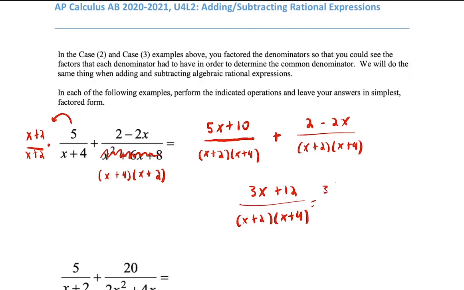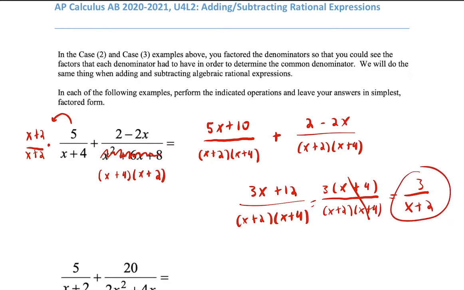However, 3x plus 12 can be factored as 3 times x plus 4. And so what that's going to do is cancel the x plus 4. Those will divide to make 1. So I'll have 3 times 1 is 3 over x plus 2 times 1 is x plus 2. 3 over x plus 2, final answer.